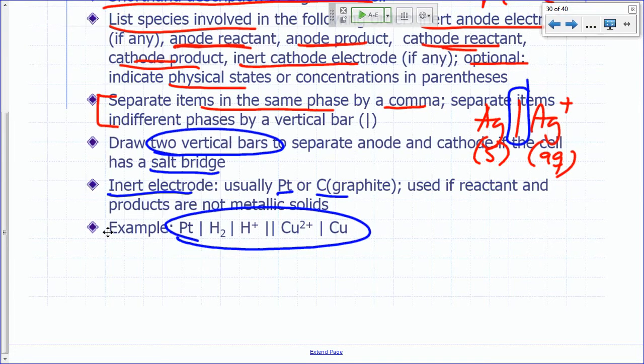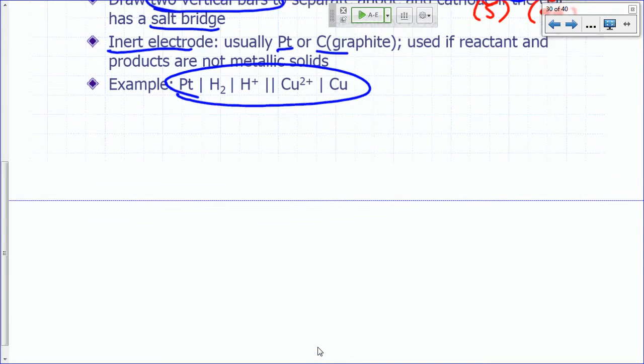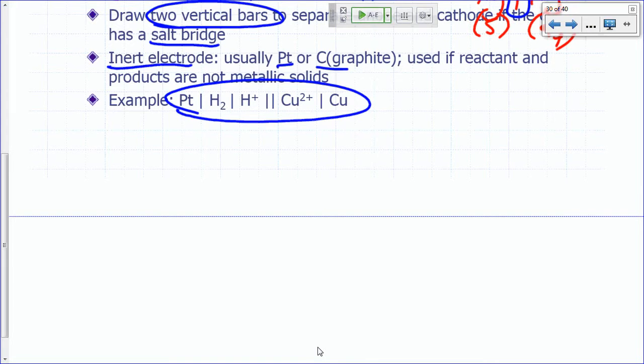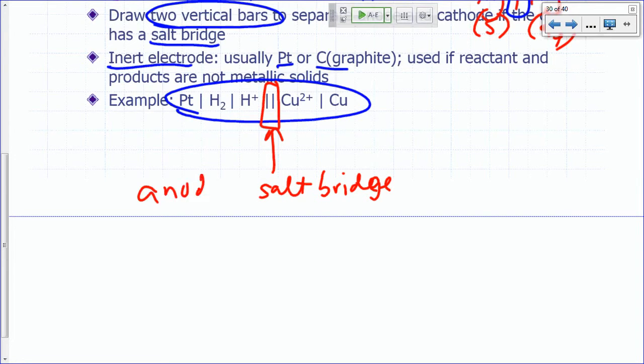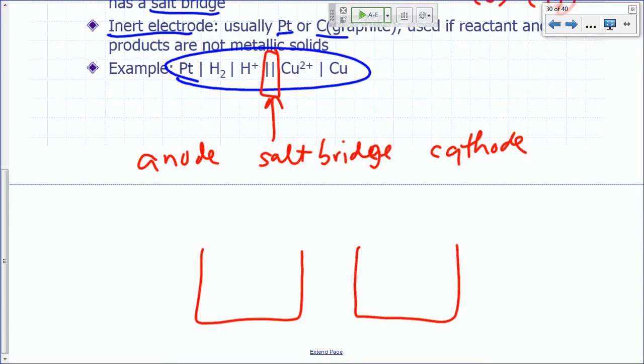Which one's the anode? We start with the anode, and then you end up with the cathode. First, let's look at the easiest ones to identify right here. What does this represent? That's a salt bridge, right? And so, anode on the left, salt bridge, and then cathode on the right. So what would this setup look like in the laboratory? I would have two half cells, and I'm going to have a salt bridge.